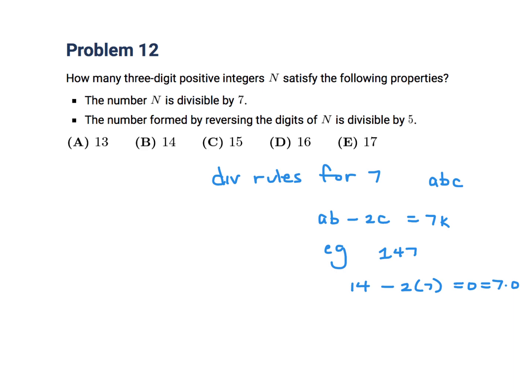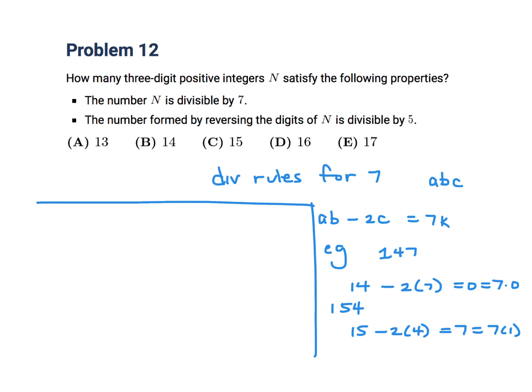7 times 0. A little bit more interesting would be 154, where you take the first 2 digits and subtract from it 2 times the third digit. You get 15 minus 8, which is 7, and that's 7 times 1. So that's probably a little bit more interesting. That's a strange divisibility rule, but I'm hoping that's what we're going to use.